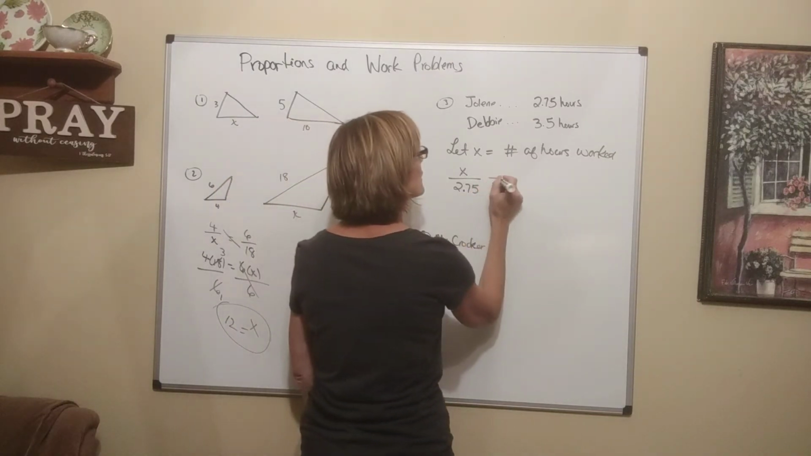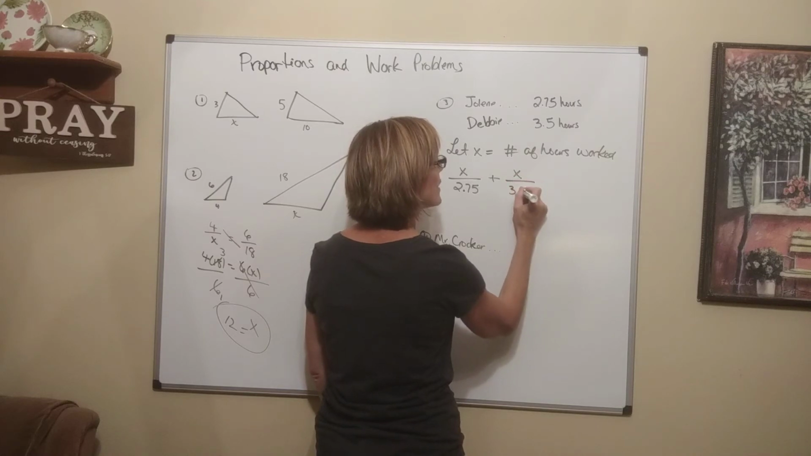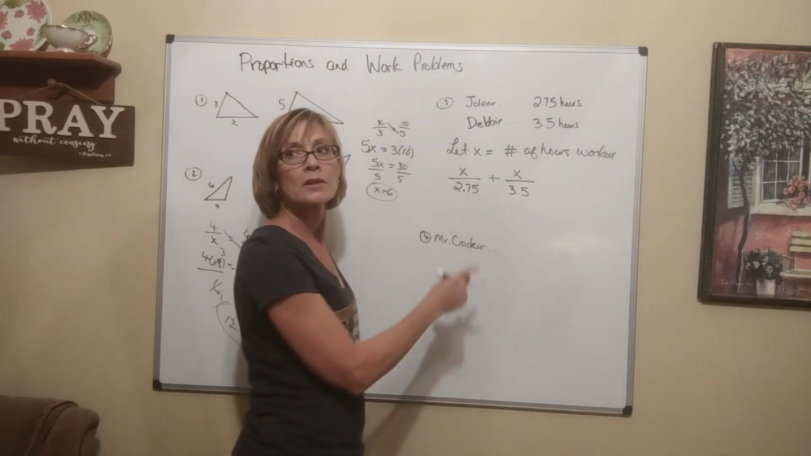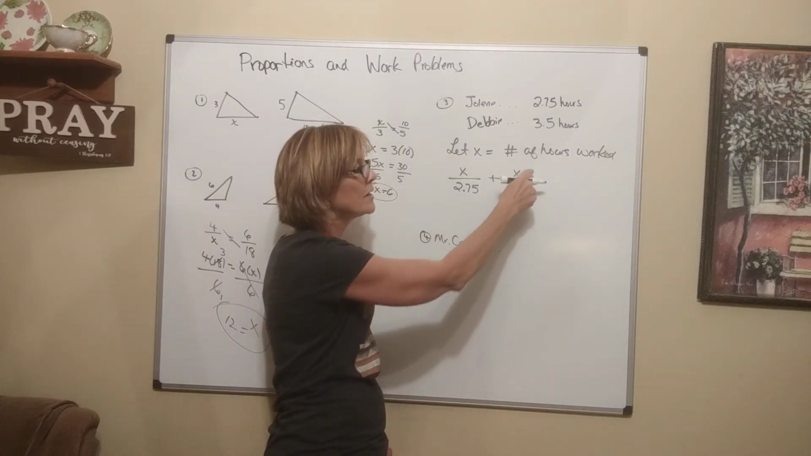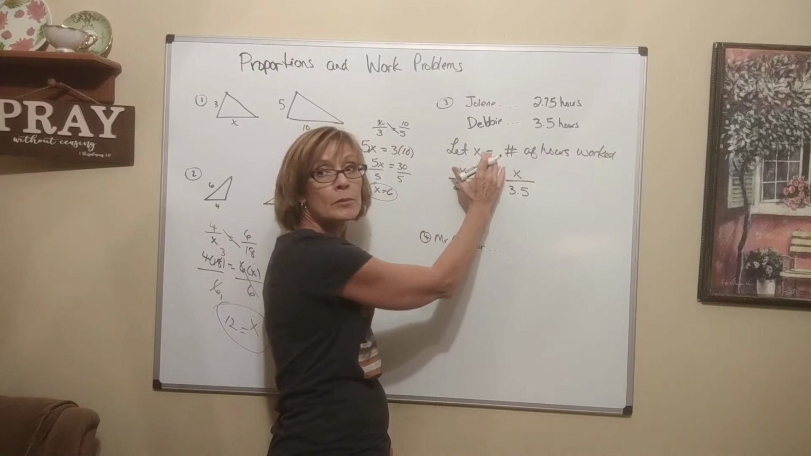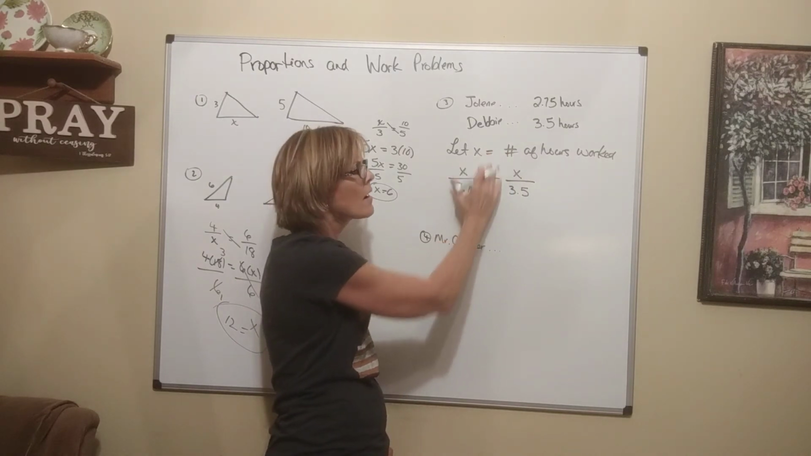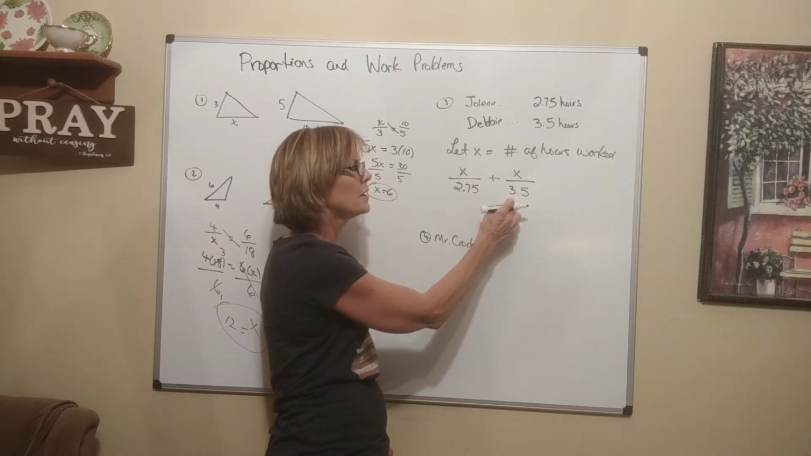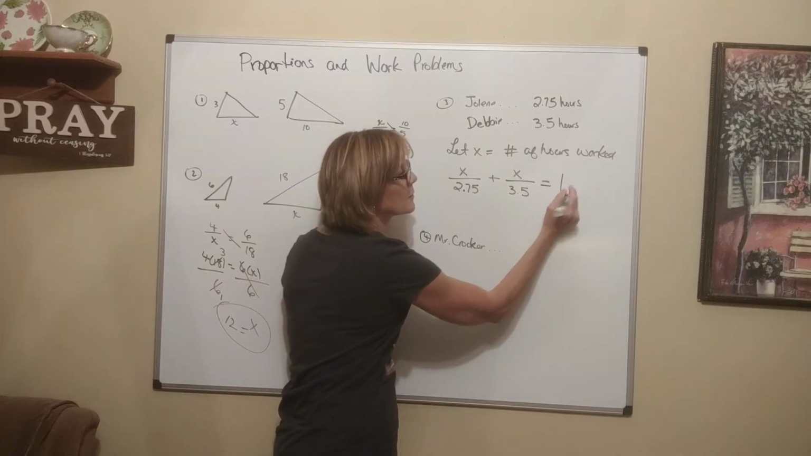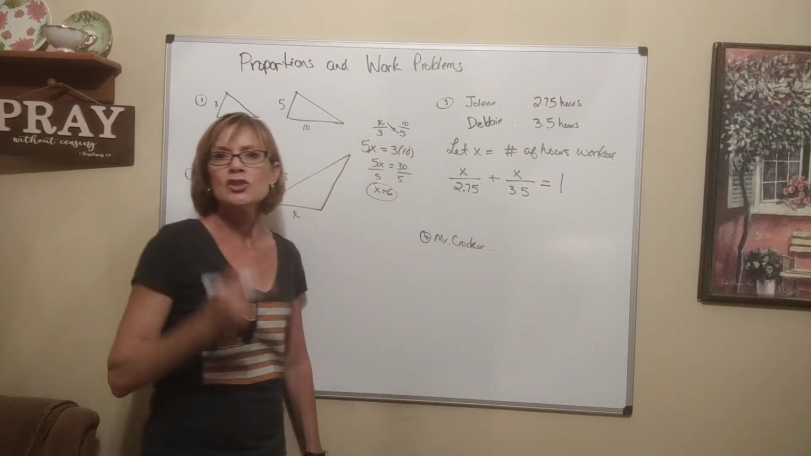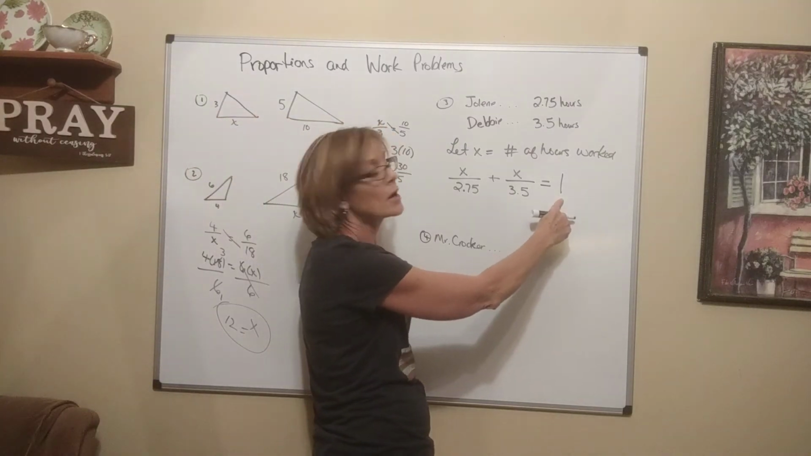Right here, this is Deb's work rate, X over 3.5. In other words, if Deb works 1 hour, 1 out of 3.5 is completed. When X is 3.5, 3.5 out of 3.5 is 1 job completed. So that's how her work rate is set up. This plus is like they're working together. So how long does it take for them to complete 1 job? Now, if they had 2 sets of tests to complete, this 1 would turn into 2. There would be 2 jobs to complete.